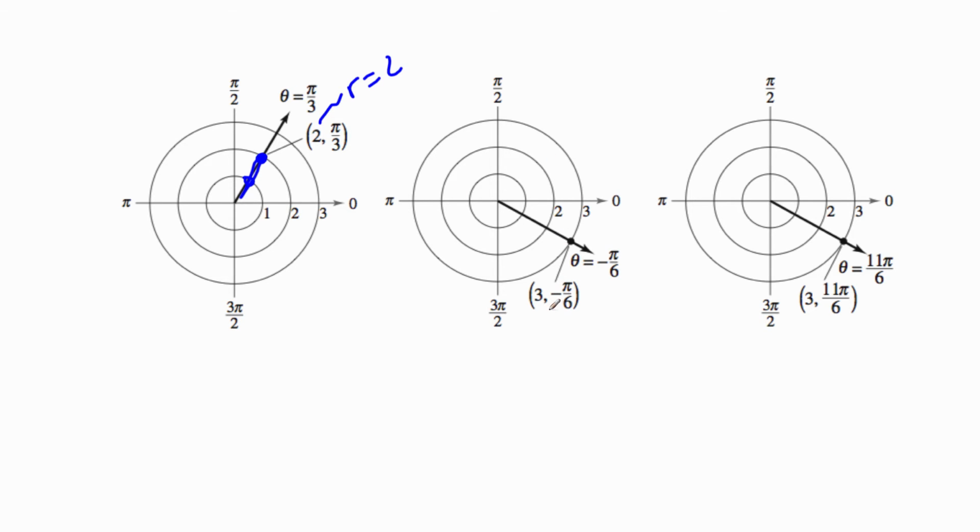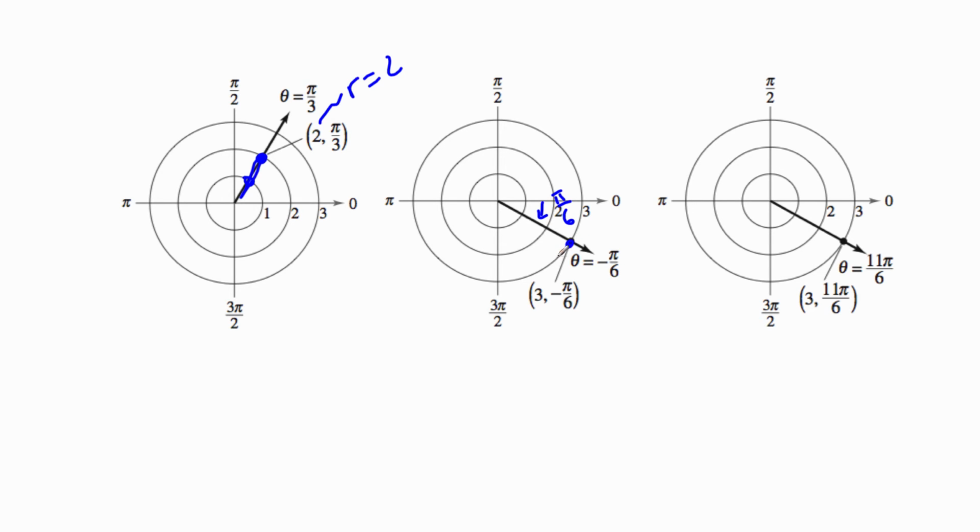If I want to represent (3, negative pi over 6), all right, now clockwise is negative, so I'm going to go backwards. I'm going to go clockwise pi over 6. So this angle right here is pi over 6. And then I'm going to go out 3 units: 1, 2, 3.